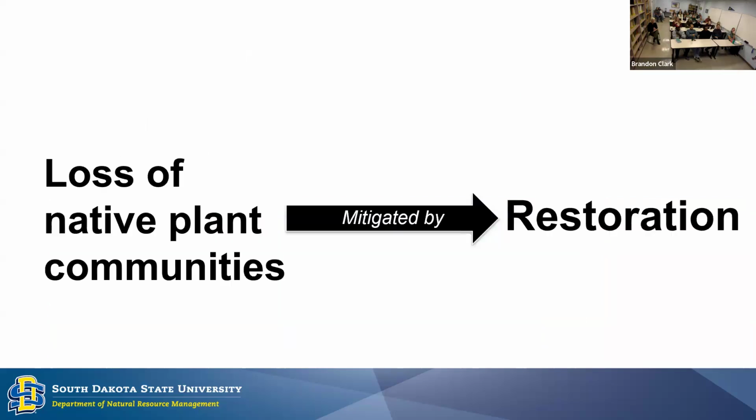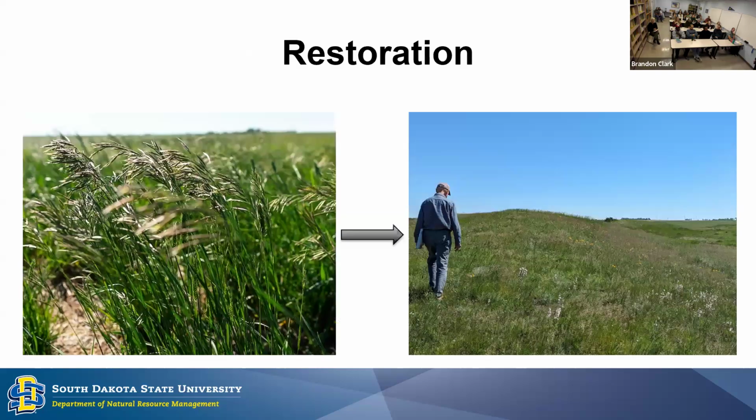Hopefully, or luckily, lots of these native communities can at least be somewhat mitigated by restoration. Restoration looks like taking a monoculture of an invasive species that we try to remove and replace with native plants, in the hopes that they also attract other native plants and even wildlife.